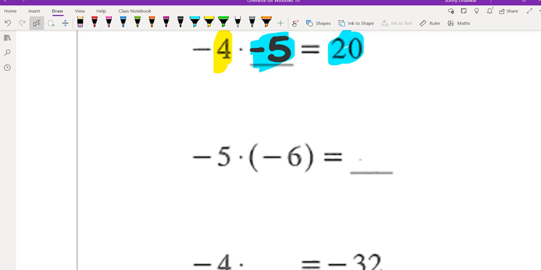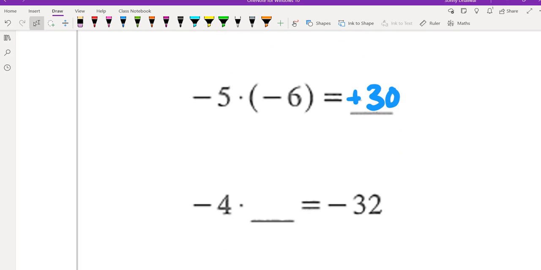Combine the numbers. 5 times 6. What do we have? Ariana? 30. Next, combine the symbols. -5, -6. What do we have? Positive. Sorry, let me ask somebody else. We have Addison. What do you think? Positive, thank you. Or just 30. You don't have to show the plus sign. Okay.